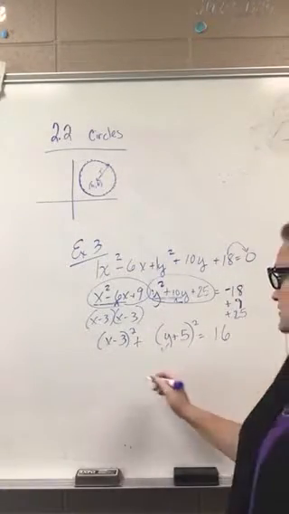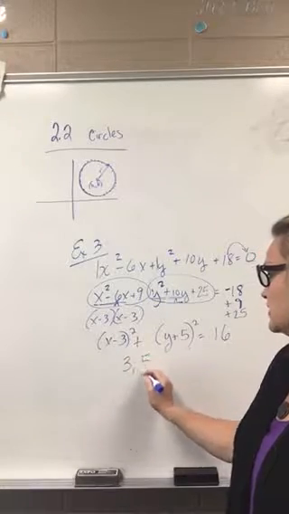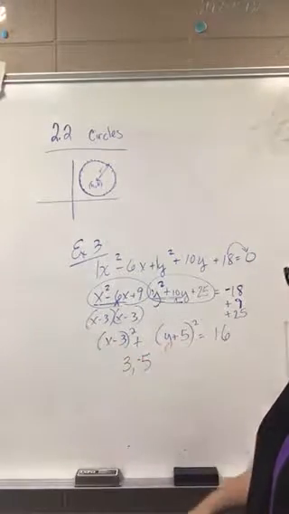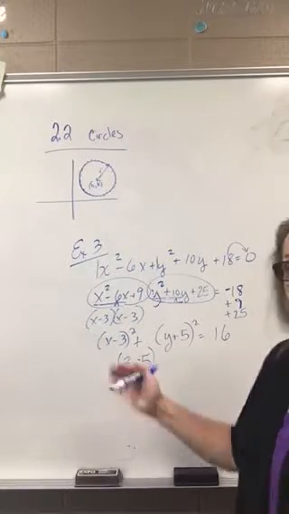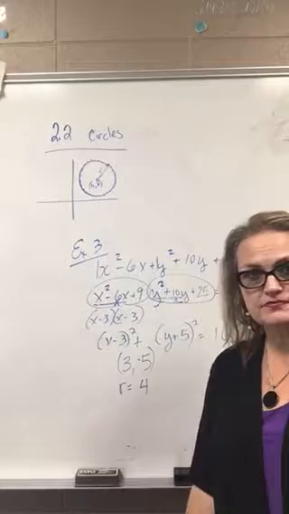It's in that format to find the center, which is at 3, -5, so we change those signs, and the radius is the square root of this number, 4. We could graph it if requested.